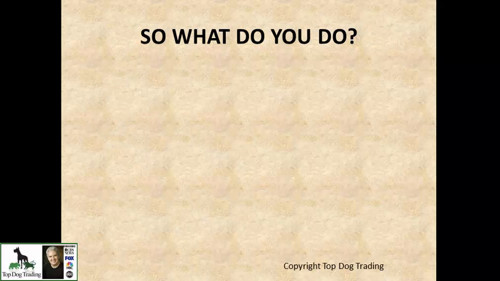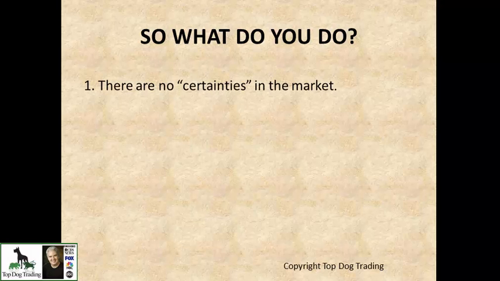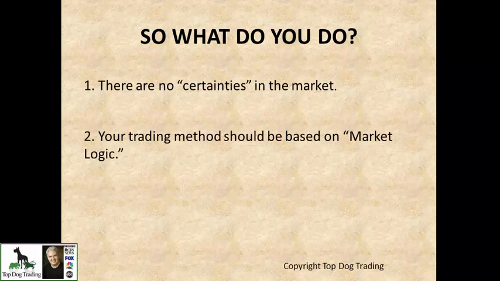Okay, so that begs the question: dang, what do we do? The first thing to acknowledge is there are no certainties in the market. Part of the reason we do backtesting is we're looking for some certainty as to what's going to work in the future. So acknowledge that there's always risk in the market. Back in the days of Jesse Livermore, they used to call it speculation. I still prefer the term speculation to trading because it reminds me that there's always risk in the market.